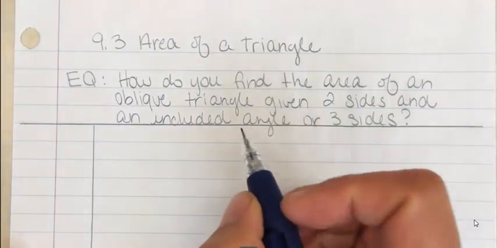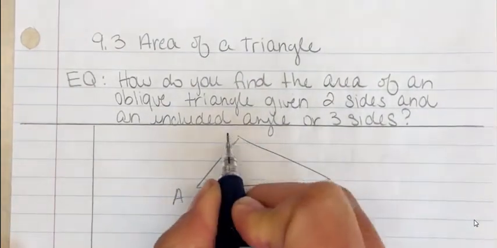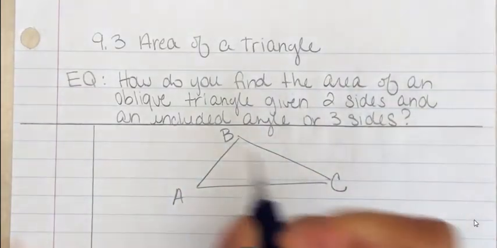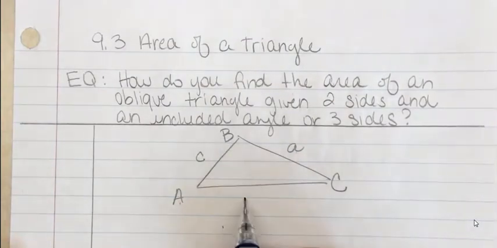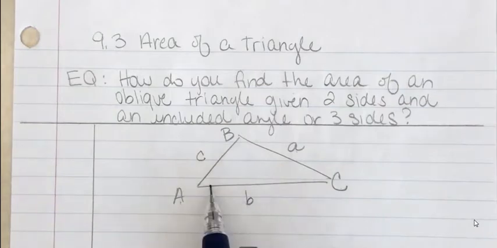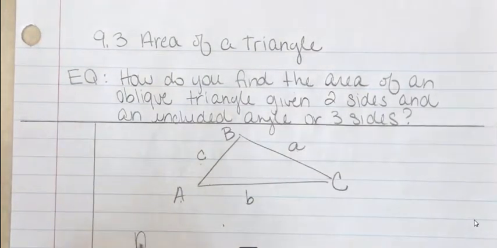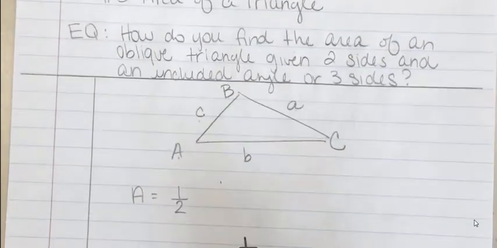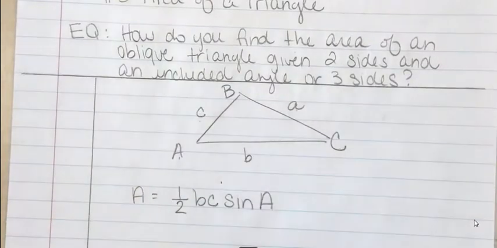So let's say I have a triangle ABC. So my sides: opposite angle A, side A; opposite angle B, side B; opposite angle C, side C. If I'm given two of these sides, like B and C, and the included angle, which is the angle in between B and C, or that B and C make up, then I can easily find the area using 1/2 those two sides times the sine of the included angle.